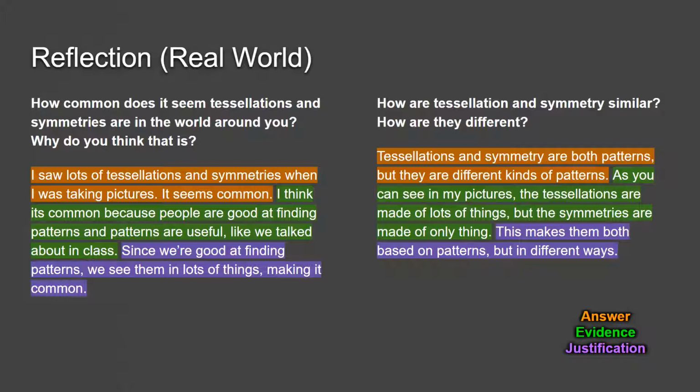How does that show that they're patterns, and how does that differentiate them, right? So I tie that back into the first bit. This makes them both based on patterns, right? They're both made of things repeating, but the justification is that they're repeating in different ways. So that's the justification. It connects back to my answer by tying it in.